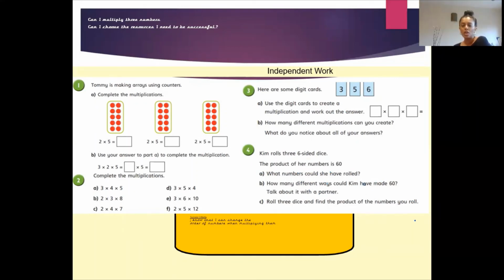So remember to watch the video carefully, go back if you're not sure, pause it when you're completing your activity, and finally upload your work onto Tapestry for me to have a look at.